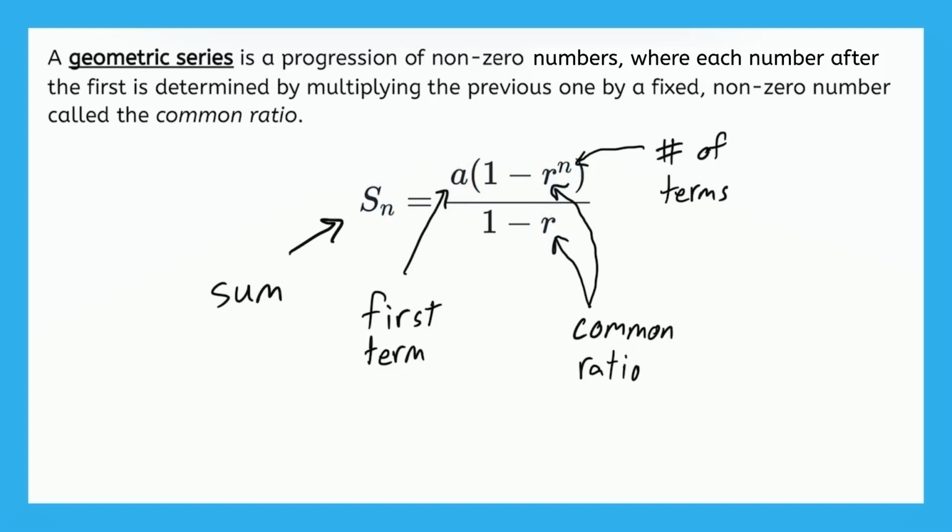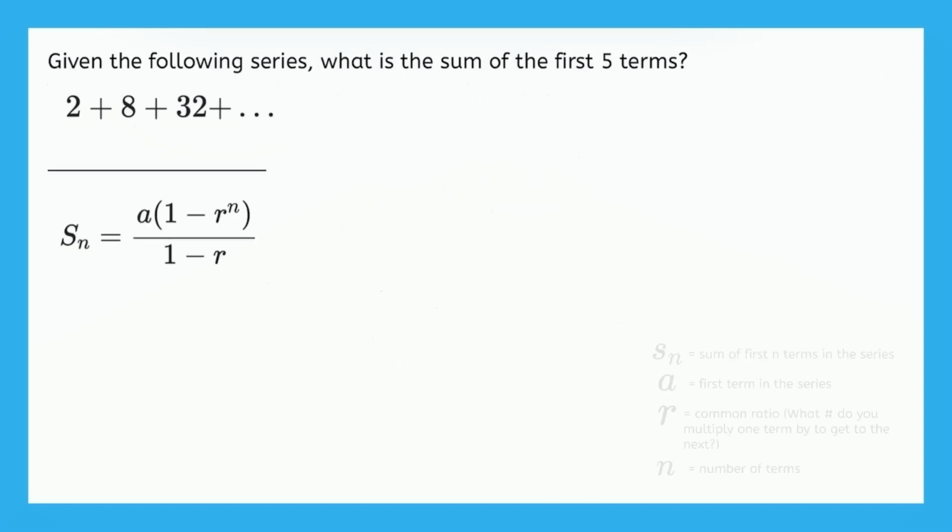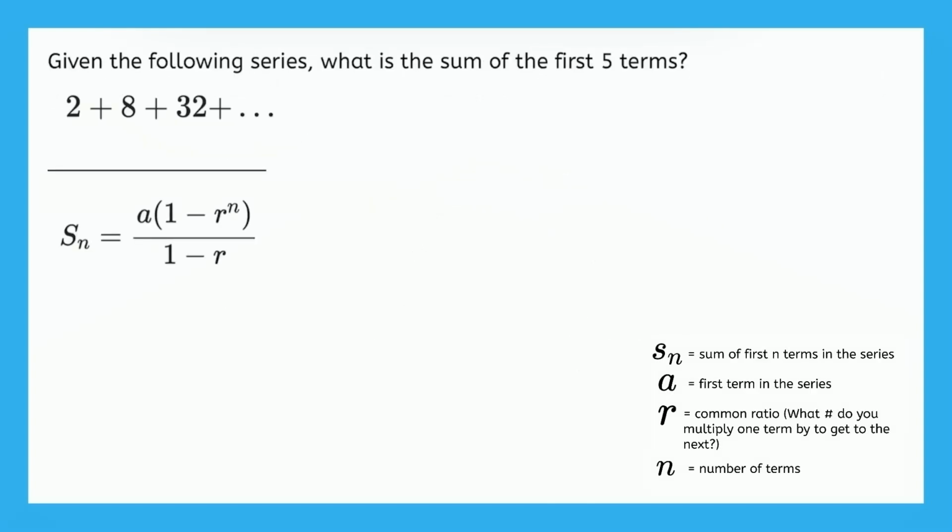Now let's read this definition together and then we'll get into some examples. A geometric series is a progression of non-zero numbers where each number after the first is determined by multiplying the previous one by a fixed non-zero number called the common ratio. If that feels kind of strange and difficult to follow, no worries, it'll make a lot more sense after we do some examples.